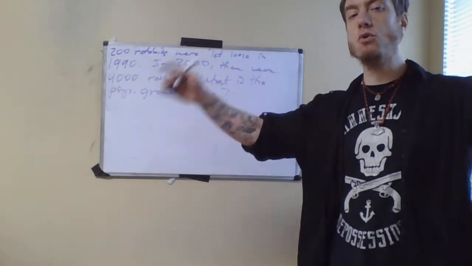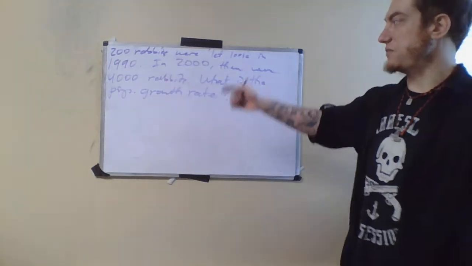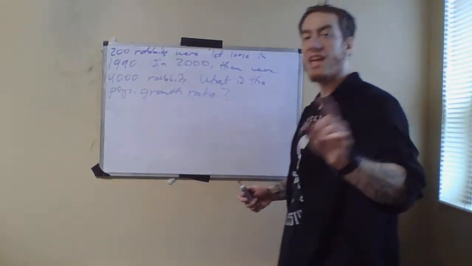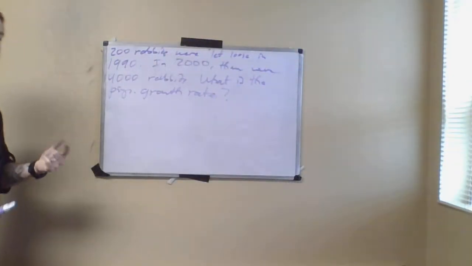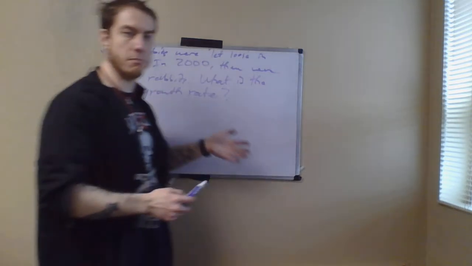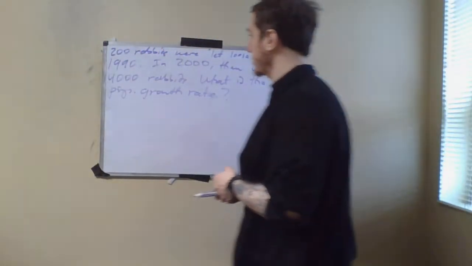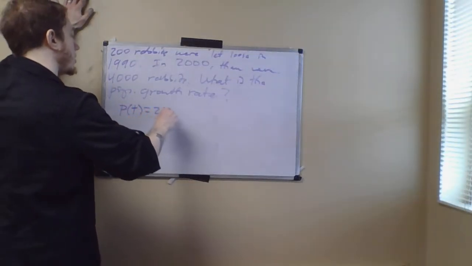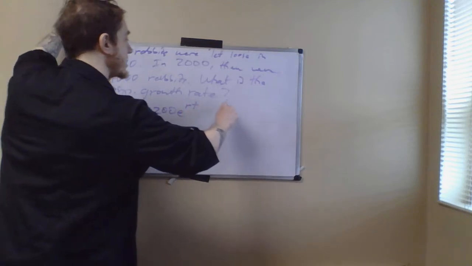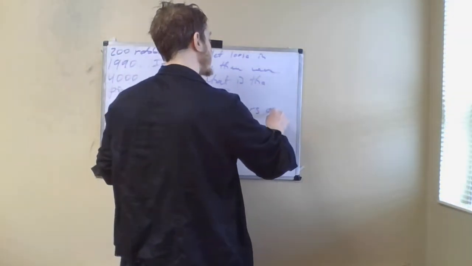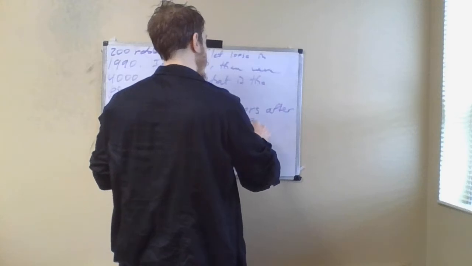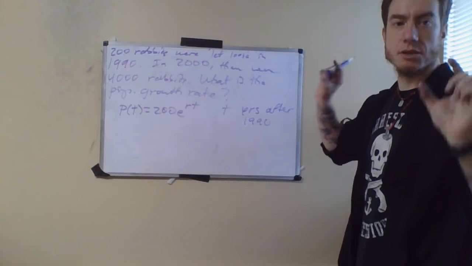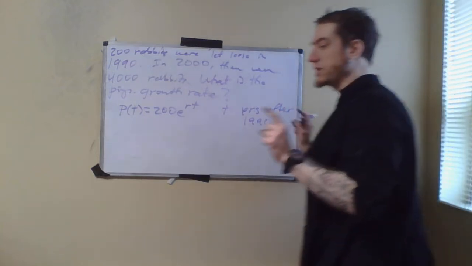population. If you do have some limitations, like if this is a small island, so they're going to very quickly start running out of food, well, then the model is different, the equation is different, and the formula becomes different as a consequence. Okay, so what we can say is that P of t is going to equal 200 e to the rt, where t is in years after 1990. Because year 0 is the release of the rabbits. That is when we released them.